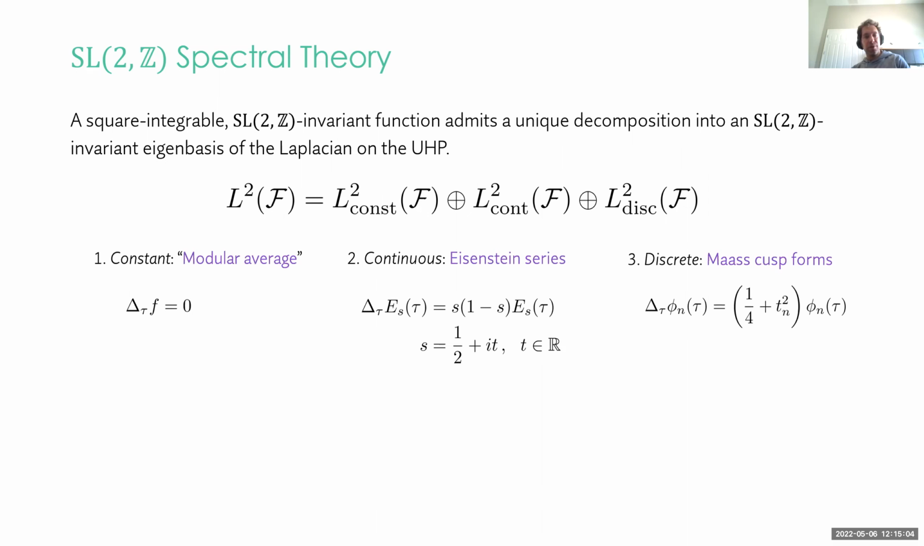Okay. So the constant is easy, right? The Laplacian on the upper half plane annihilates the constant, so it has eigenvalue 0. This is also, for reasons to be explained in a moment, something we call the modular average.